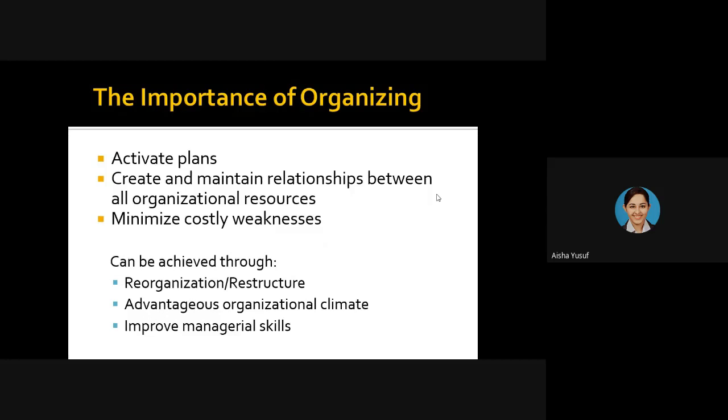ऑर्गेनाइजिंग का जो फंक्शन है वो मैनेजमेंट सिस्टम के लिए एक्सट्रीमली इम्पॉर्टेंट है बिकॉज वो एक प्राइमरी मैकेनिज्म है जिसके ज़रिए मैनेजर्स ने फर्स्ट स्टेप में जो प्लान्स बनाए थे उनको एक्टिवेट किया जा सकता है. Organizing creates and maintains relationships between all organizational resources by indicating which resources are to be used for specific activities and when, where, and how they are supposed to be used.